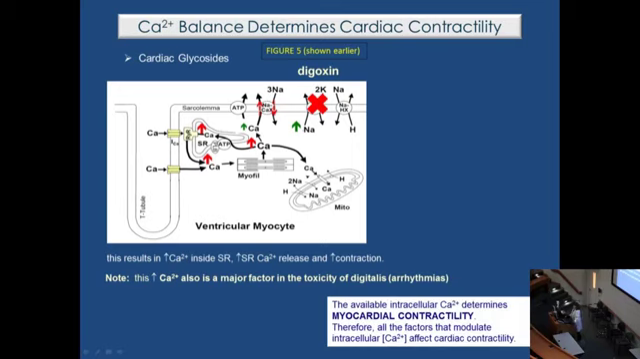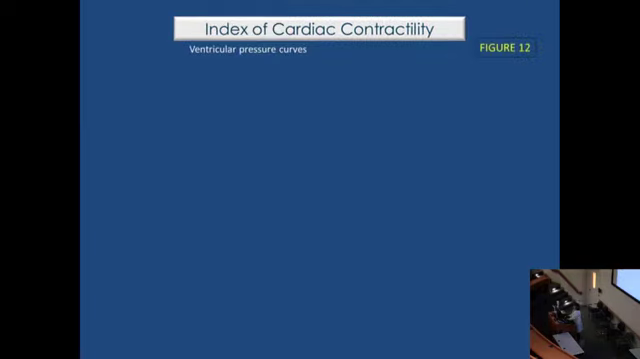So at the end, the take-home message is that the available intracellular calcium is what determines the myocardial contractility. Therefore, all the factors that modulate intracellular calcium concentration will affect cardiac contractility. Okay? Questions? Okay. So then we're almost done.